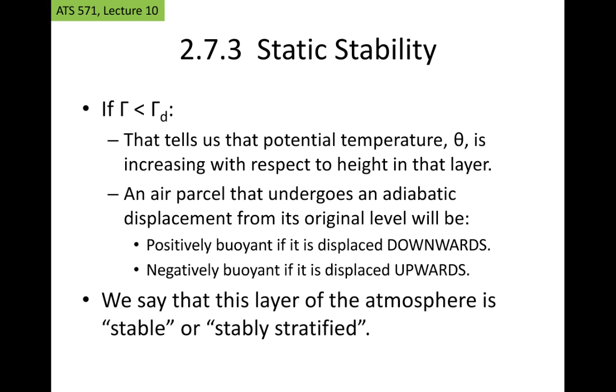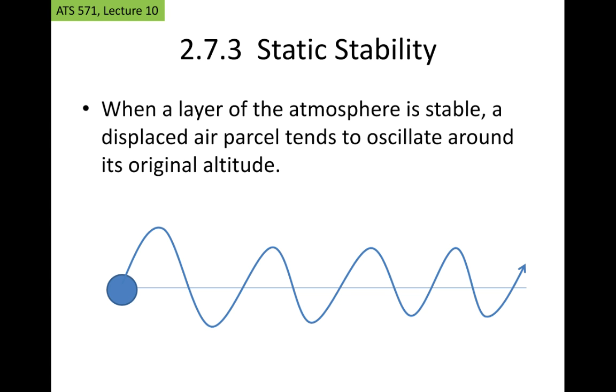Any air parcel that is displaced is going to experience a buoyancy force pushing it back towards its original altitude. If an air parcel is displaced downward, it's going to be positively buoyant. It's going to be warmer and less dense than its environment, and it's going to want to accelerate back up towards its original altitude. An air parcel is going to be negatively buoyant under these conditions if it is displaced upward. It'll be more dense than the parcels around it, and it'll accelerate back down towards its original altitude. A good word here: we would say that the layer of the atmosphere is stable, or stably stratified, under those conditions.